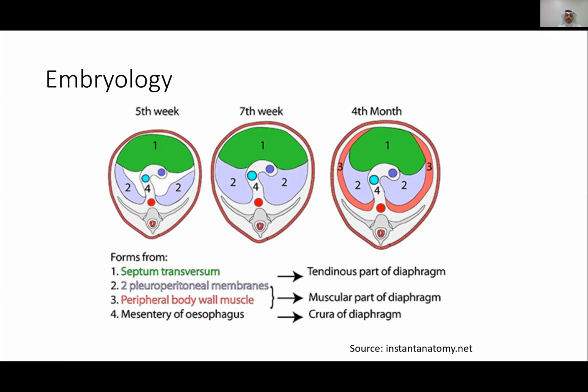This diagram shows you the left side at the 5th week of gestation, with green being the septum transversum, number 2 in blue being the two pleuroperitoneal folds, number 3 in red being the peripheral body wall mesoderm, and number 4 being the mesentery of the esophagus. So they grow and develop, then join in the middle and fuse to form the diaphragm. The septum transversum is thought to form the central tendon of the diaphragm, while the pleuroperitoneal membranes and the body wall mesoderm form the muscular part of the diaphragm.